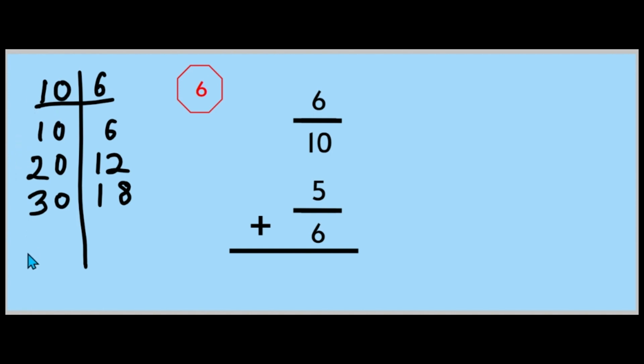Back to the 10. So we did 3 times 10. So now we'll do 4 times 10 equals 40. And 5 times 10 equals 50. Now over to the 6. 4 times 6 equals 24. 5 times 6 equals 30. Let's see if I can find the match. There it is. 30 and 30, they match. So that's my new LCD, my new denominator.